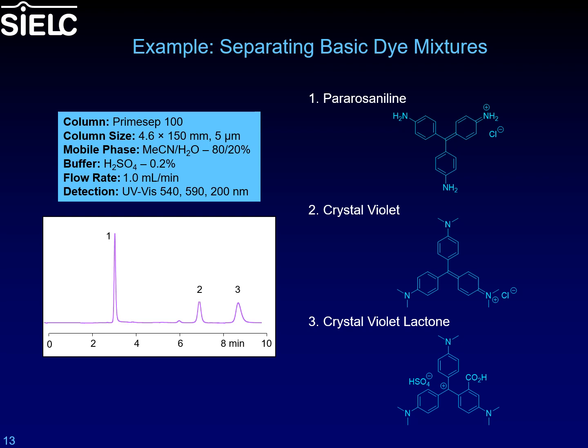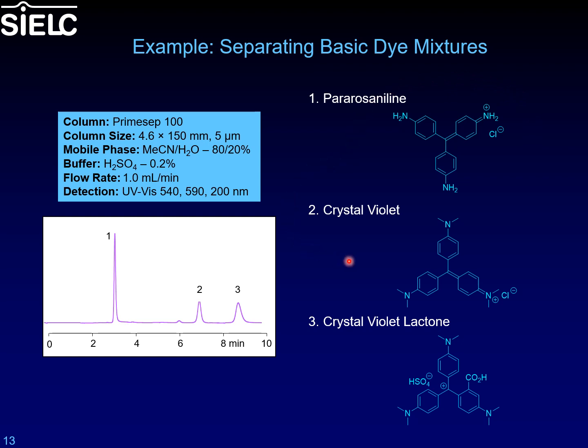And on this slide, we show the separation of a three-component mixture of basic dyes. Once again, because each of these dyes are singly charged, we are having to use a PrimeSep 100 mixed mode column. Of these three, the first compound to elute from the column is pararosaniline, because it contains the fewest alkyl moieties of the three compounds.